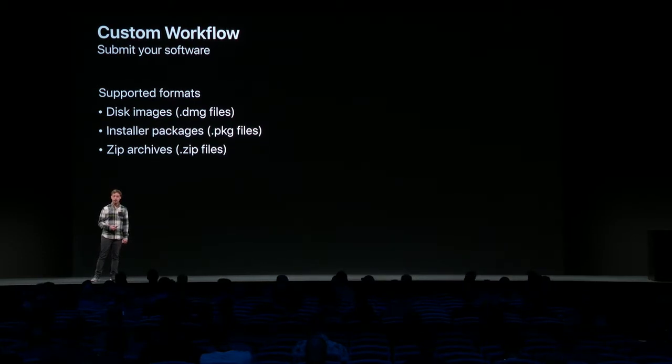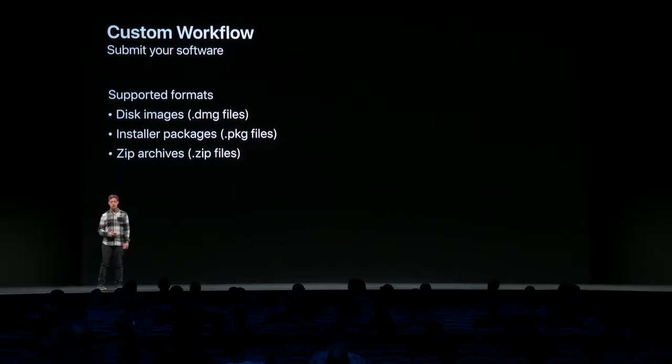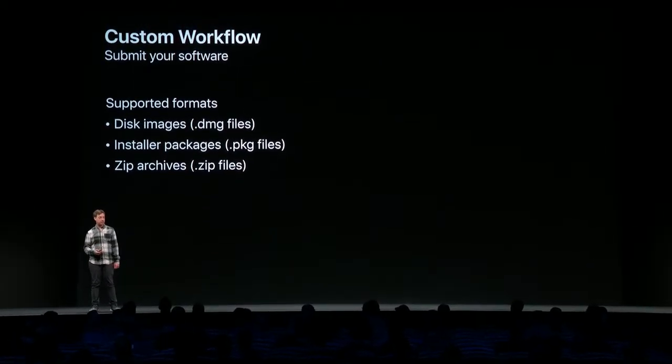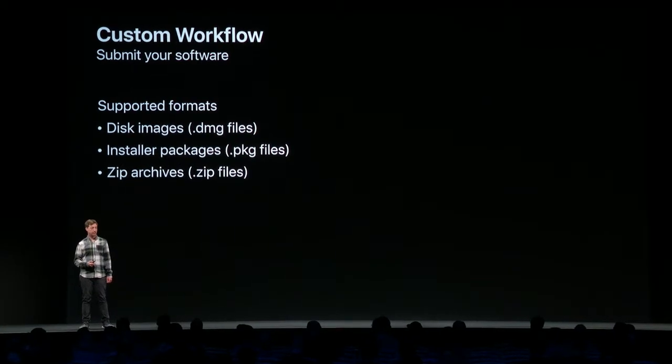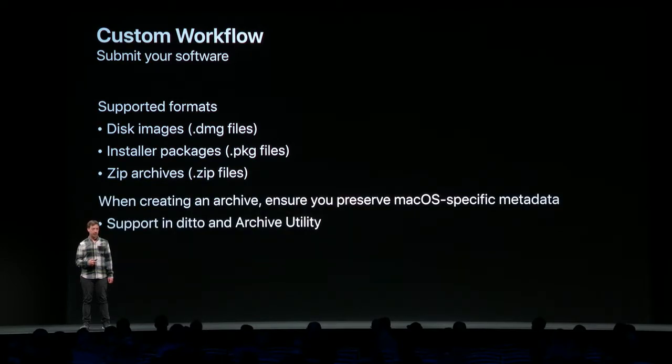The first thing you need to think about is what you want to submit to the notary service. Now, the notary service accepts 3 main formats: disk images, installer packages, and zip archives. So if your build outputs anything but one of these 3, you'll need to convert it to one of these 3 formats before you send it to the notary service. And remember that when you're creating a zip archive, it's important to include macOS-specific metadata, like extended attributes. And if you don't know what tools to use, there's support in Ditto and Archive Utility built into the operating system.